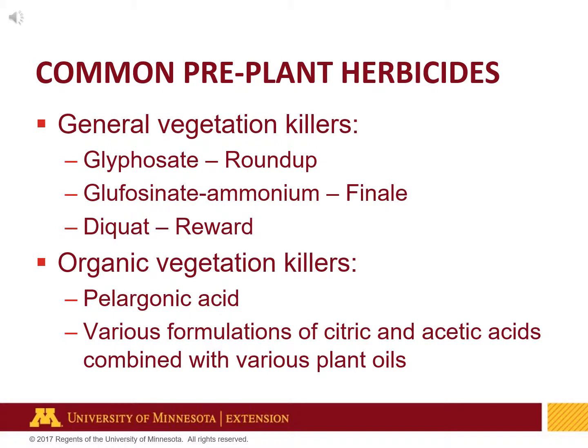Some of the common pre-plant herbicides include general vegetation killers such as glyphosate, glufosinate, and diquat. The brand names for these herbicides are Roundup, Finale, and Reward. Some organic pre-plant vegetation killers are also available, but they have limited efficacy. Examples are pelargonic acid and various formulations of citric and acetic acids in combination with plant oils.